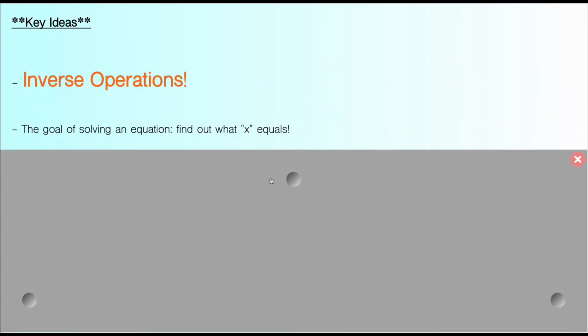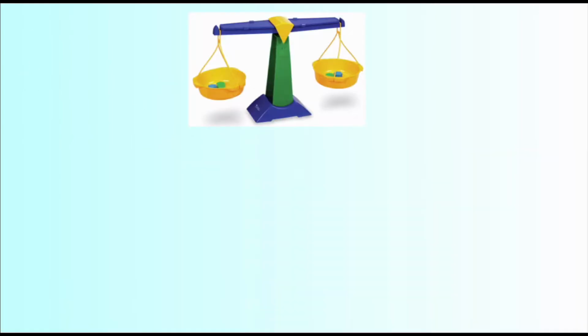And the goal is you still need to find out what x equals, but because there is more than one step involved, you need to figure out which operation you should inverse first, because you can't just pick and choose and do it however you want. There's a way in which it should be done. And so we go back to our analogy of a scale, and whatever you do to one side, you have to do to the other.